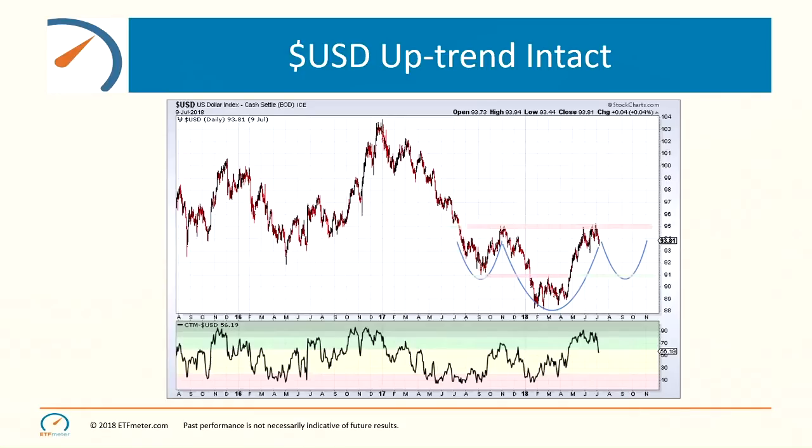And you can see that we have a pretty well-defined left shoulder and a pretty well-defined head. And now the question is, even if you do have a pullback, are you going to come back and retest support at 91 and maybe form a right shoulder before you continue higher?